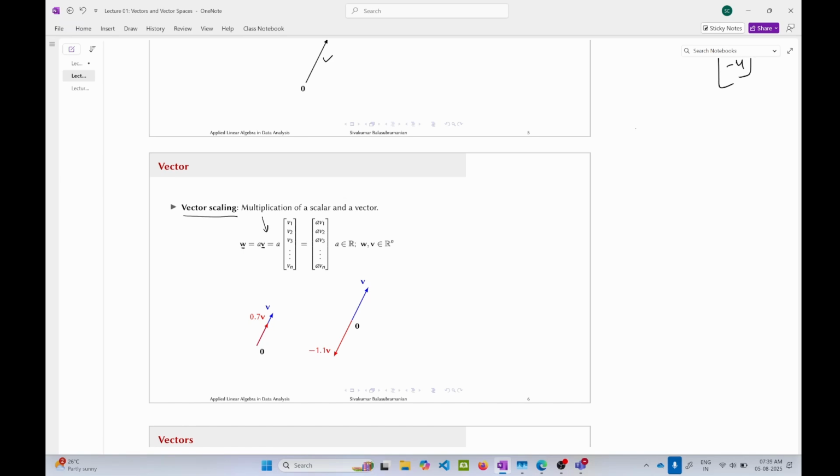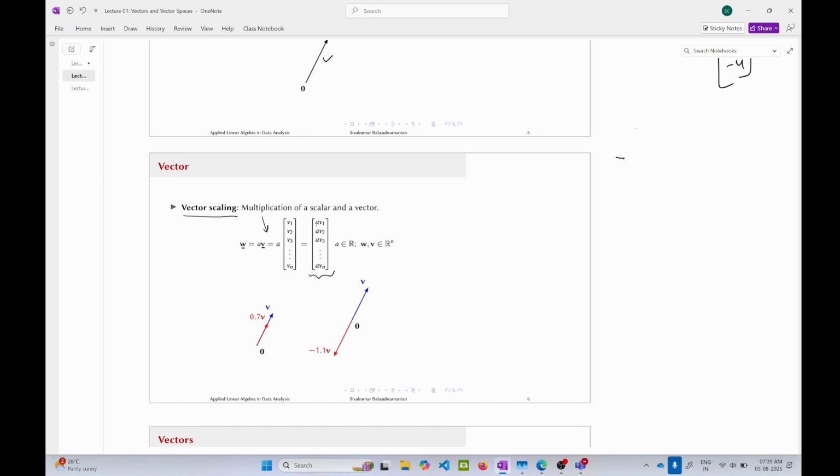Okay. And the definition of the scalar multiplication or vector scaling is given here. You simply take each of the elements in your vector and multiply each one of them by the scalar alpha, or a in this case. Okay, that's the definition of how you scale a vector by a scalar.